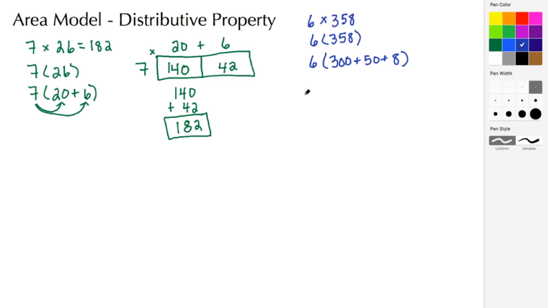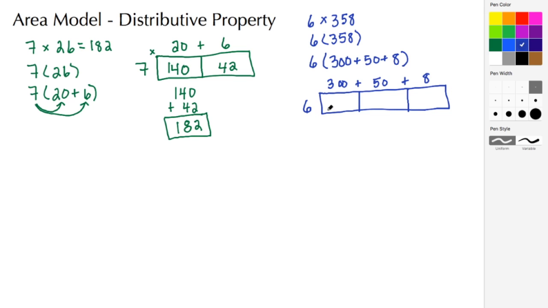And if I draw this out with a model, again, I'm going to start off with a rectangle. I'm going to keep the 6 on the outside because that's the number to be distributed. In expanded form, I have 3 new numbers. So I'm going to break this rectangle up into 3 pieces. So I'm going to start here with 300 plus the 50 plus the 8. And then I begin to distribute the 6 with each one of these.